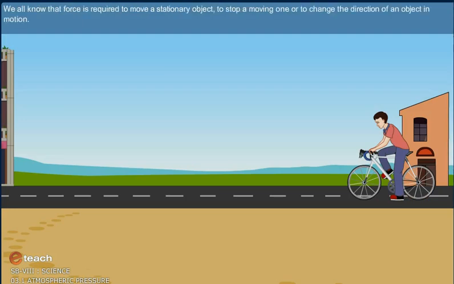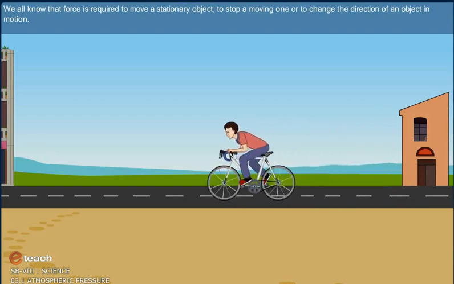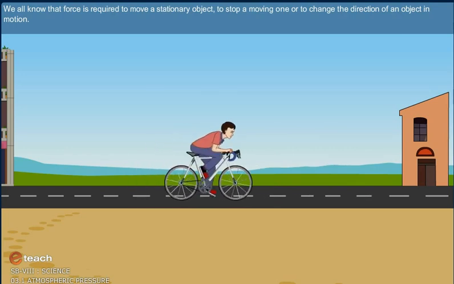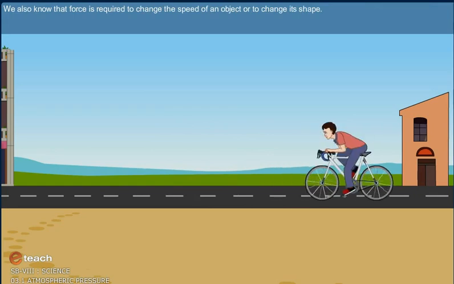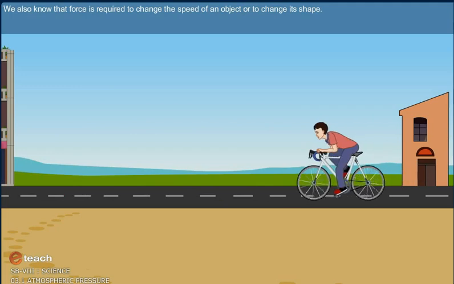We all know that force is required to move a stationary object, to stop a moving one, or to change the direction of an object in motion. We also know that force is required to change the speed of an object or to change its shape.